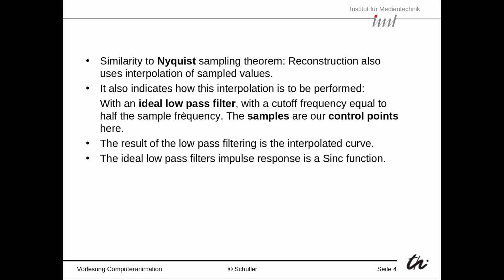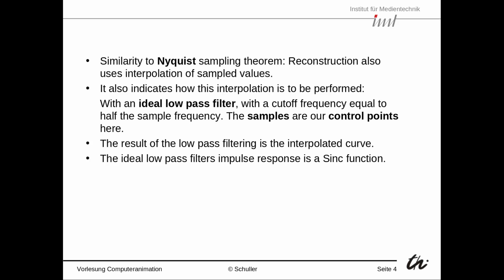In a way this is similar to the Nyquist sampling theorem. This is also a reconstruction of values between sample values. So this reconstruction uses some sort of interpolation between our sample values. Nyquist tells us we can take a low-pass filtered curve, so it's slowly changing, and then if we sample it often enough, like more than twice the maximum rate of change of our curve, then we can perfectly reconstruct it.